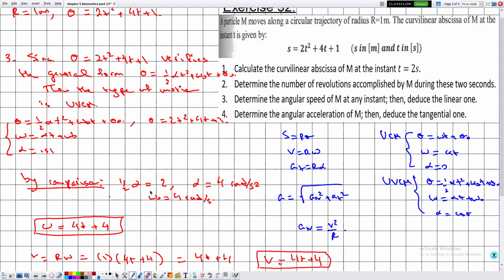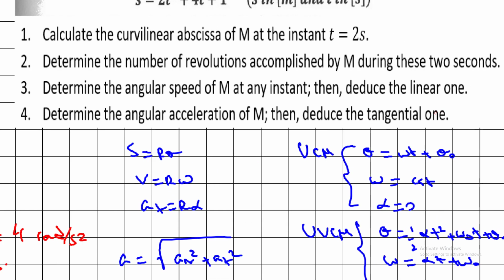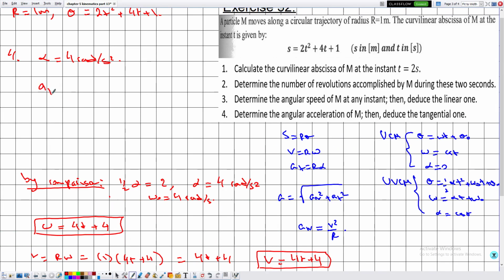Now in part 4 they are telling me to determine the angular acceleration. Notice that we have already discussed the angular acceleration, and it's given by 4 radians per second square. In order to deduce the tangential acceleration, angular and tangential acceleration are related by a radius. So at is equal to r alpha, then 1 multiplied by 4, which is equal to 4 meters per second square. Then a tangential is equal to 4 meters per second square.